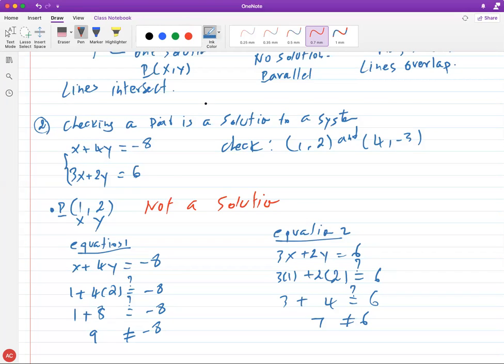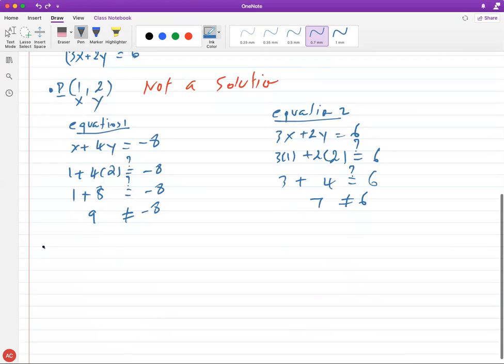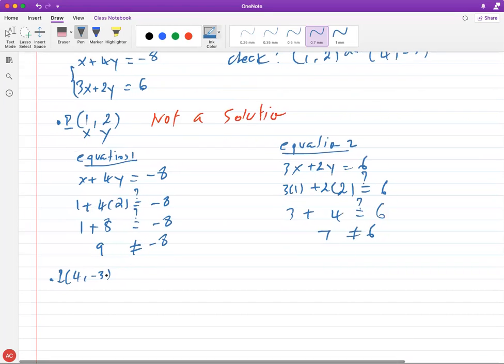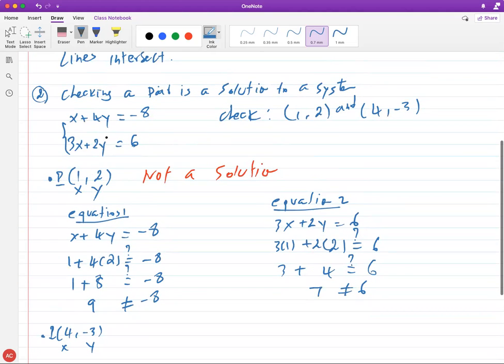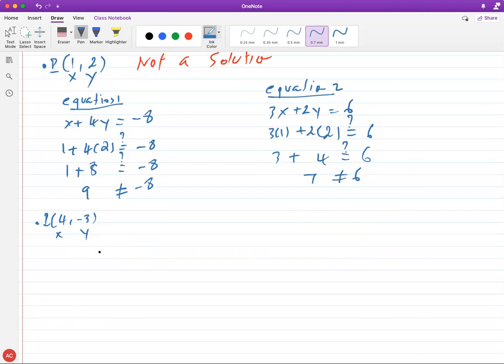Now let's check the other point. So we have checked this one, and this one is not a solution. Now we're going to check the other one, 4 and negative 3, same thing. Again, this is x, this is y. So we're going to plug both into these equations and see, again, for this to be a solution, it has to work for both of these. We have to get equal here and equal in this one. So let's try that again.